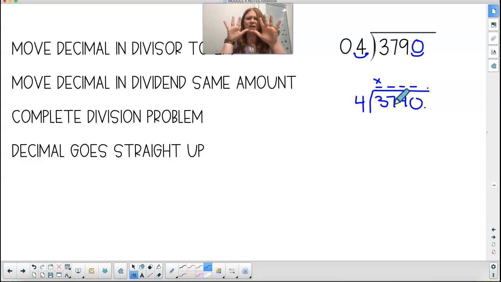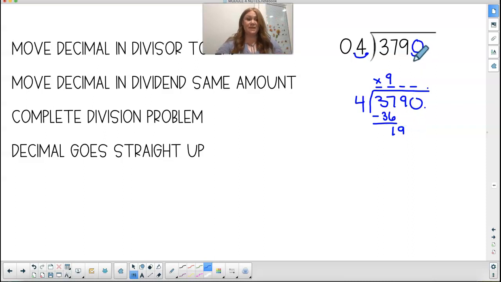I have the right amount of fingers for this problem. 9 times 4 is 36, so we're going to subtract. There's 1. Bring down the 9. 4 goes into 19. 4, 8, 12, 16. 20 is too big. So it goes in there 4 times.